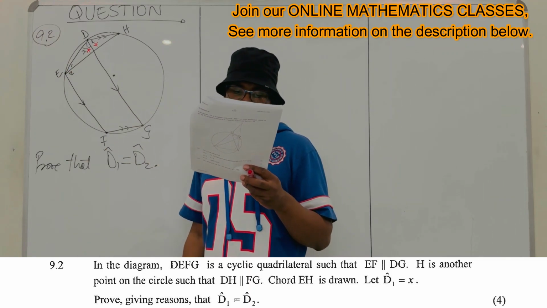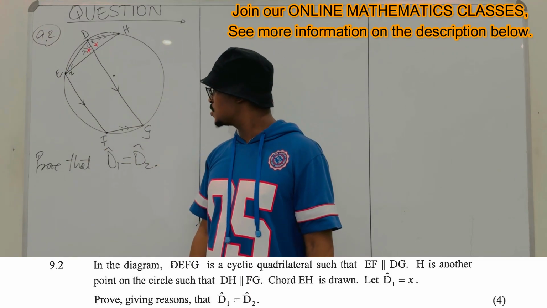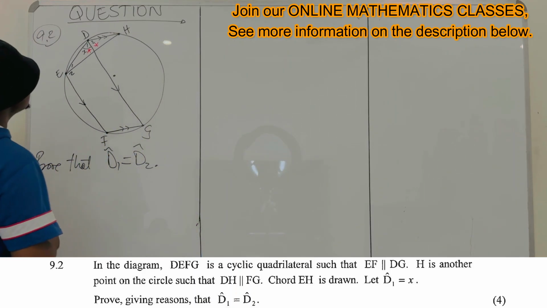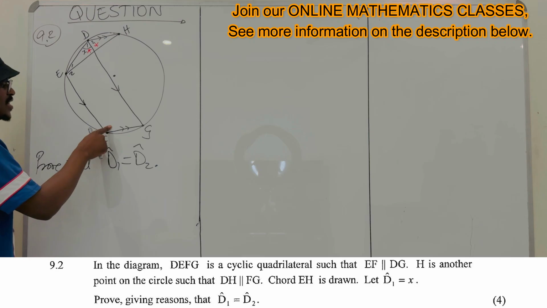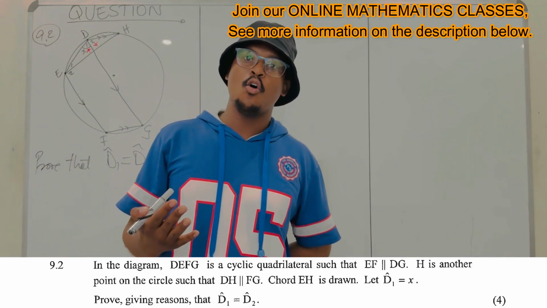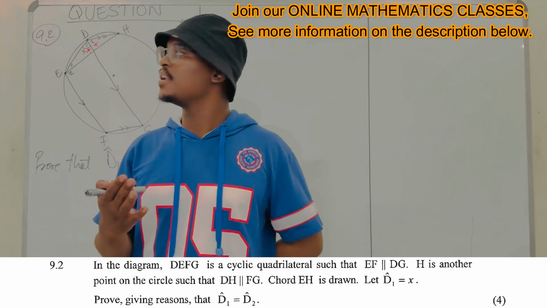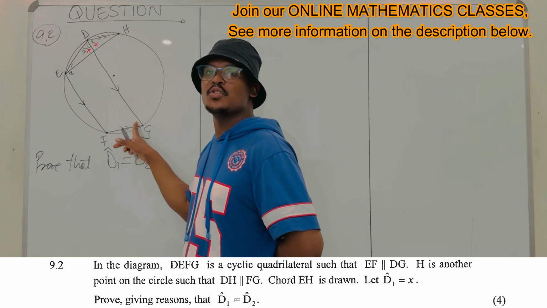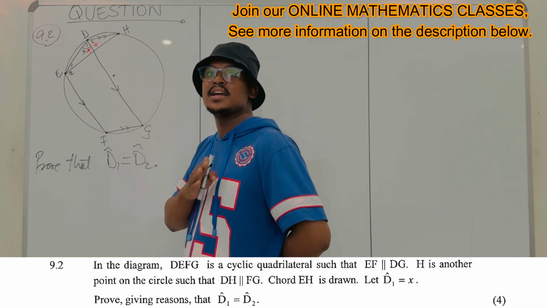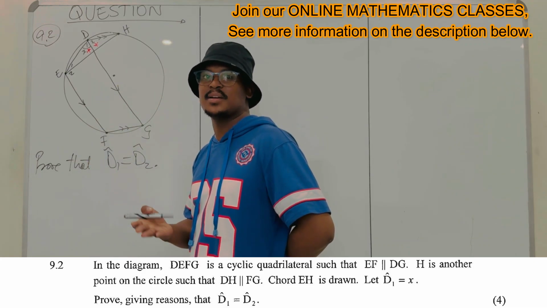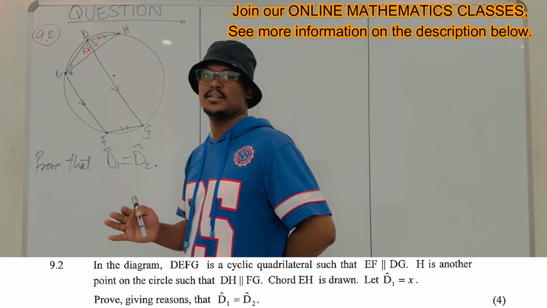So they want us to prove, giving reasons, that D1 is equal to D2. So they want to prove that this angle here and that angle are equal. So look, if we add D1 and F1, they will give us 180 because we just proved this in 9.1. Those are opposite angles of a cyclic quadrilateral. If we add F1 and G, they will give us 180 because those are co-interior angles on parallel lines. If you go to the playlist and watch my back action sessions, you will know all of this because I've taught it there. I was teaching some students, so you should understand it very well.